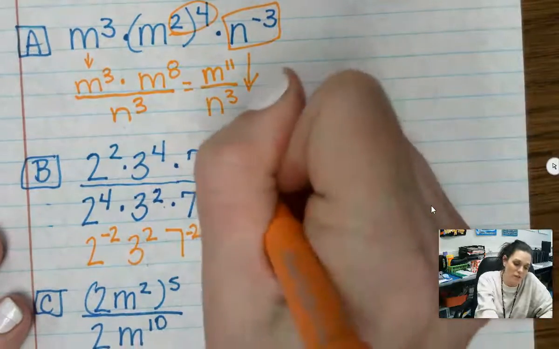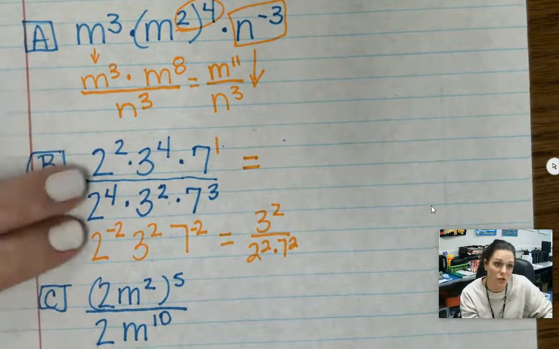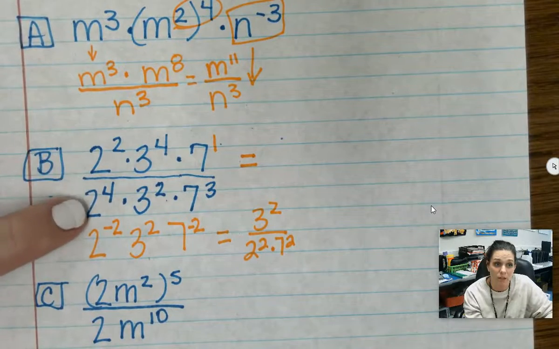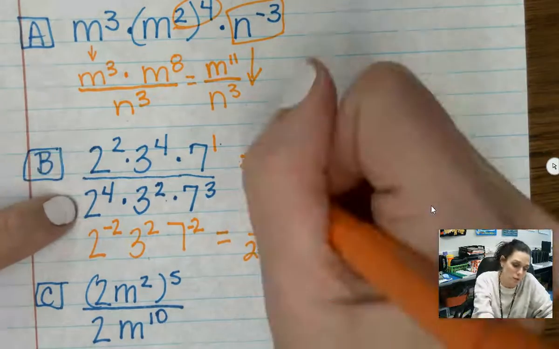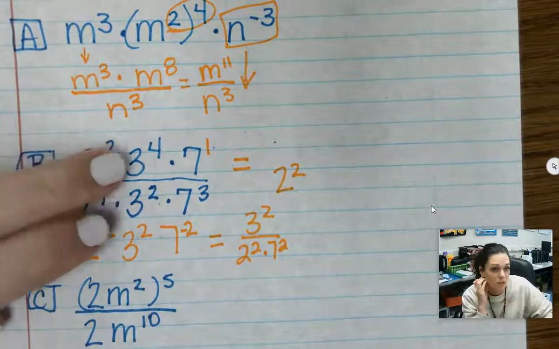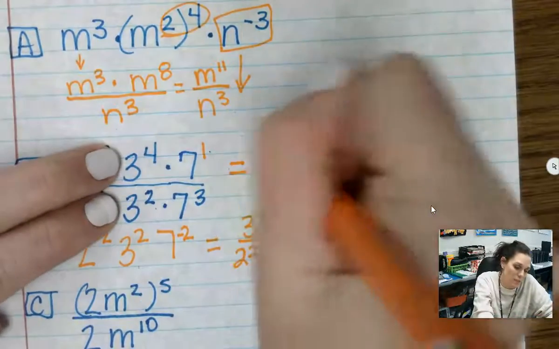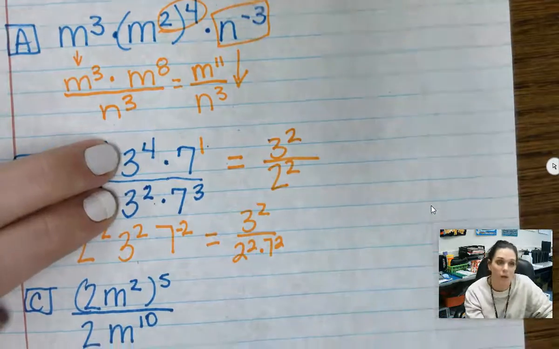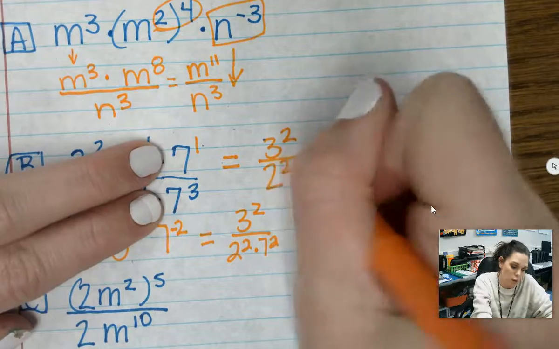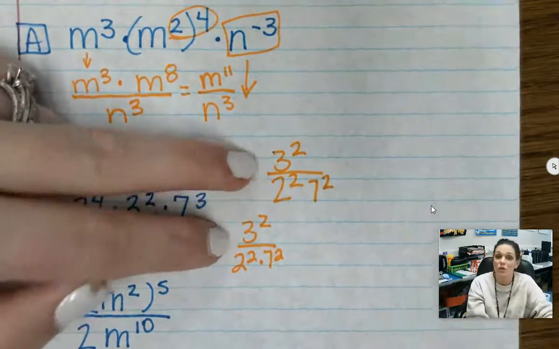Another method that I could have done is I could have kept this in this fractional form, and I could have said, well, who's going to win? So down here, the bottom one's going to win, and he's going to win by 2. So that's why 2 squared is on the bottom. Here I look, the top one's going to win, and he's going to win by 2. I go to my 7s, the 3 is going to win, and he's going to win by 2. So that's another way that you could have gotten to that answer.